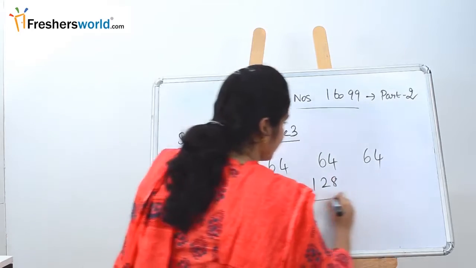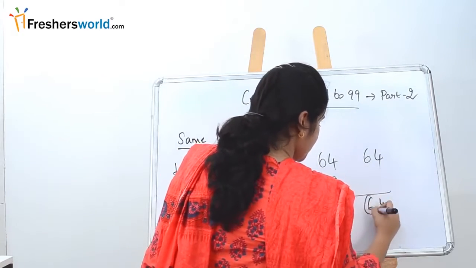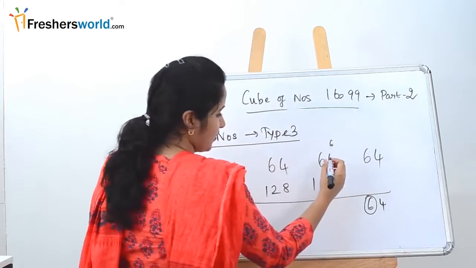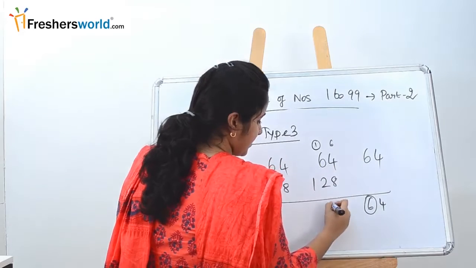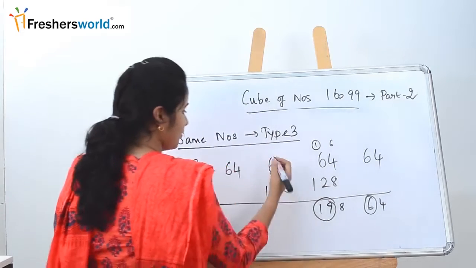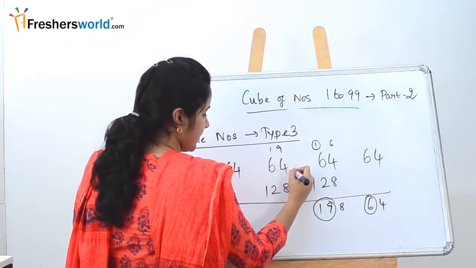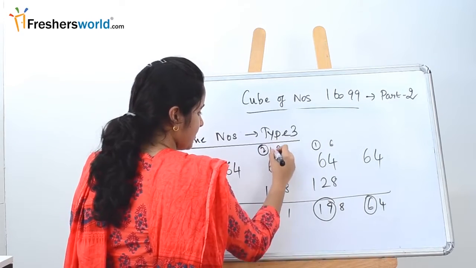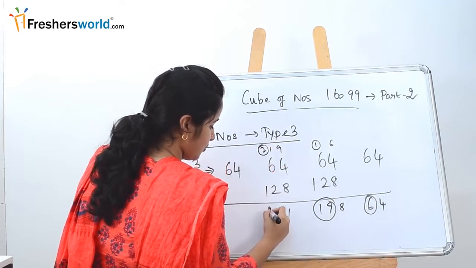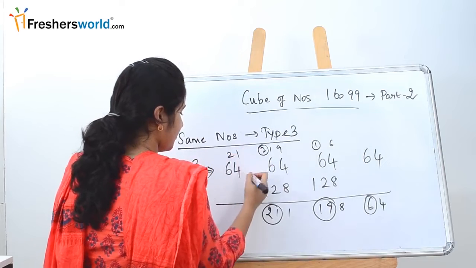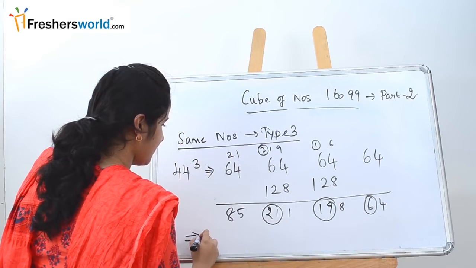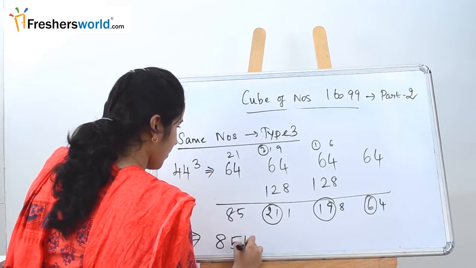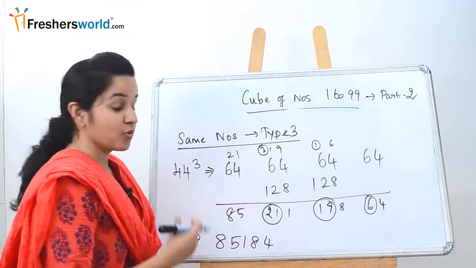So add it now. So 64, 6 will be carried over. 6 plus 4, 10, 18, 1, 7, 9. So 19 will be carried over. 13, 21, 2, 3, 9, 11, 1, 21. 21 will be carried over here, which is nothing but 5 and 8. So the answer is nothing but 85184.